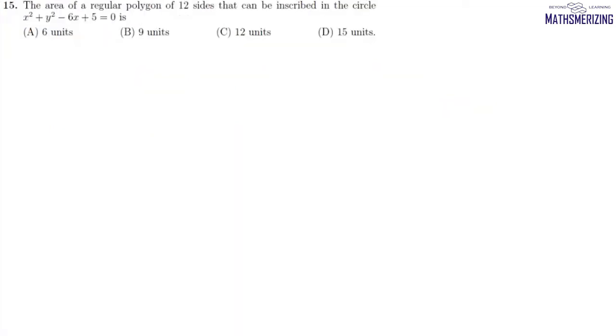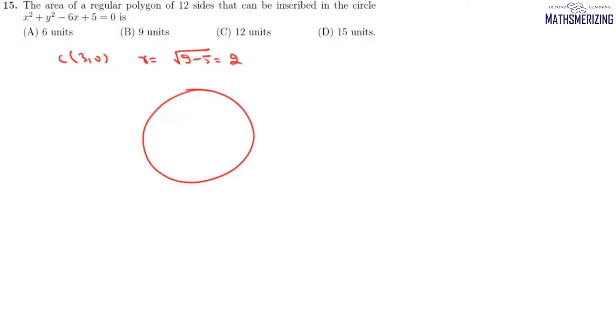Now here the question is, area of the regular polygon of 12 sides that can be inscribed in a circle x square plus y square minus 6x plus 5 equals 0. Center of this circle will be at 3, 0, and its radius will be under root of 9 minus 5, which is 2 units. So we have this circle of radius 2 units, and then we have inscribed a regular polygon of 12 sides.